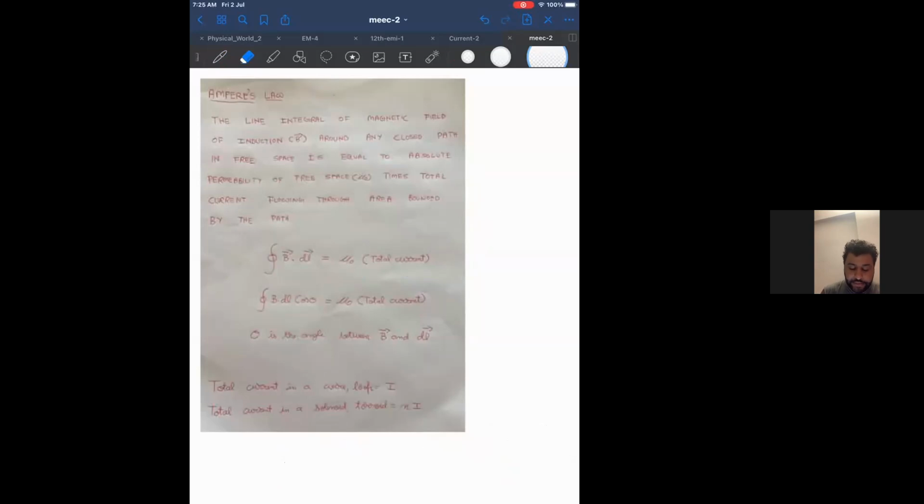Free space means vacuum. That is why mu naught comes. In magnetism, we have done two things, mu naught and mu r. Remember in magnetism, absolute permeability and relative permeability. So if it is not free space, then relative permeability. Okay, that was what I said. Closed surface and open surface, I said. Closed surface and open surface.